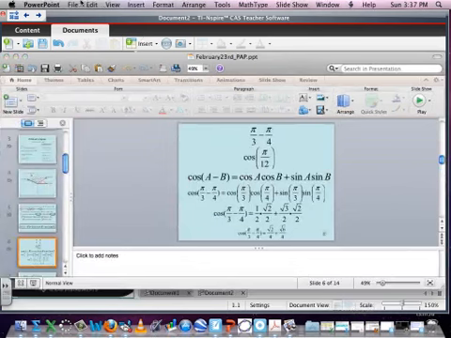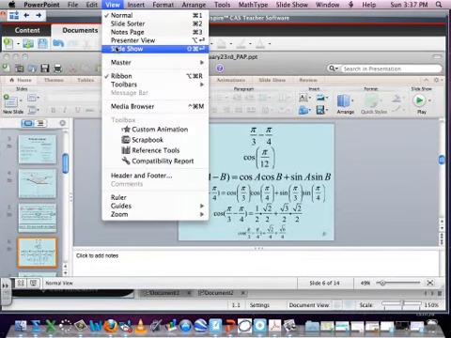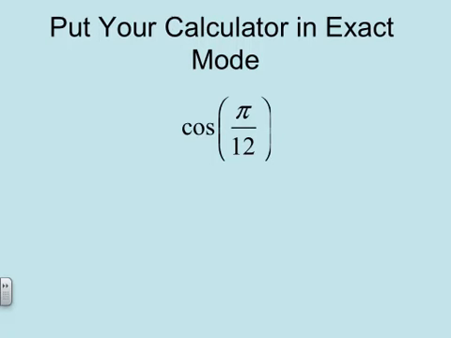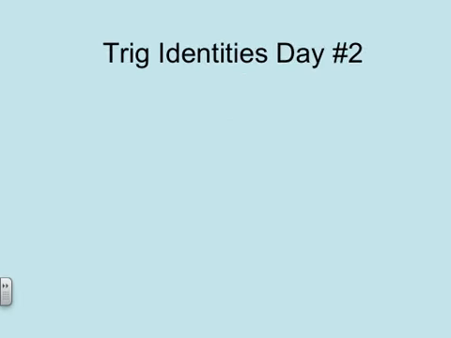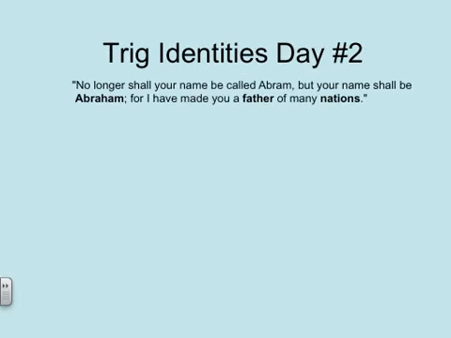All right, I'm going to take you through a short PowerPoint here. And we started with the cosine of pi over 12. We are now in the second day of trig identities. Things are going to get a little bit more advanced here.